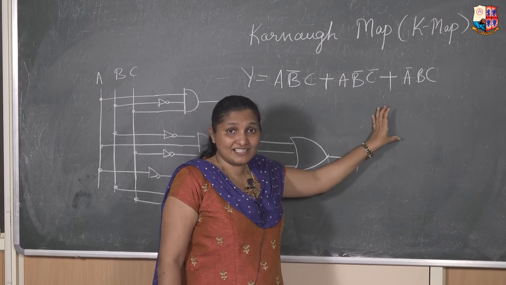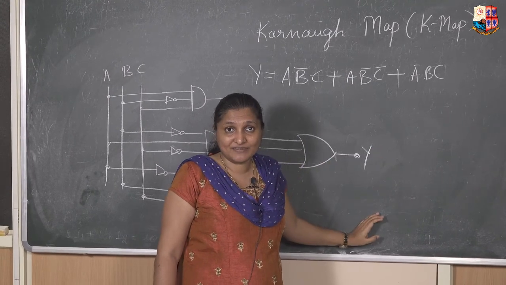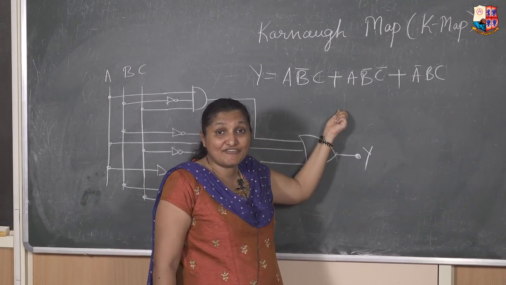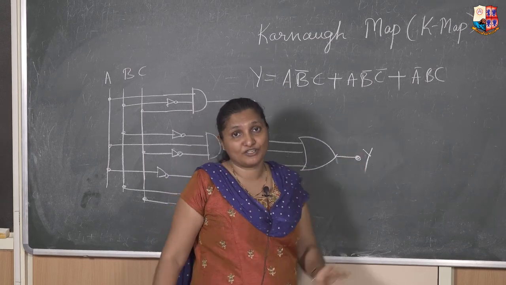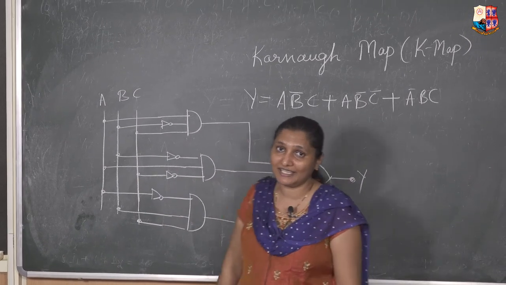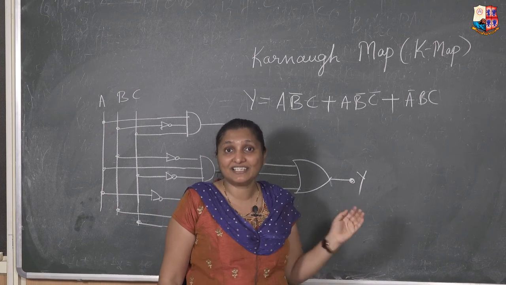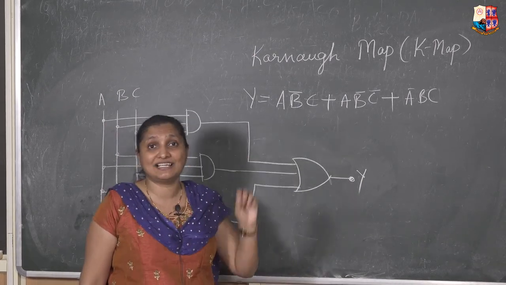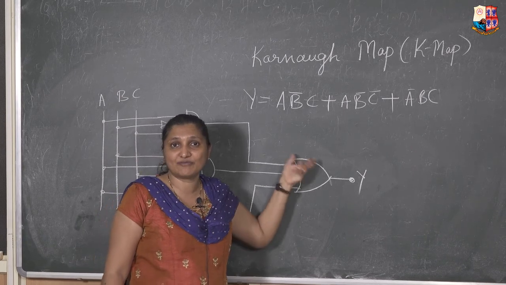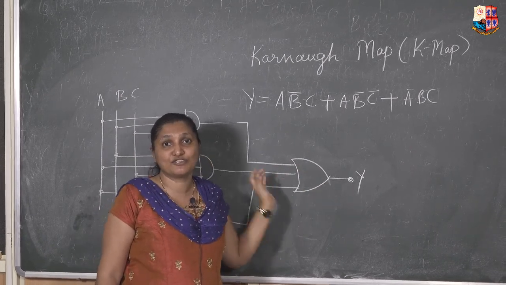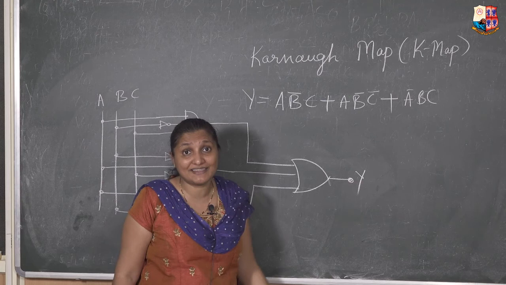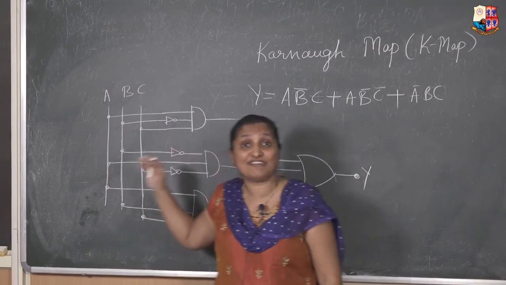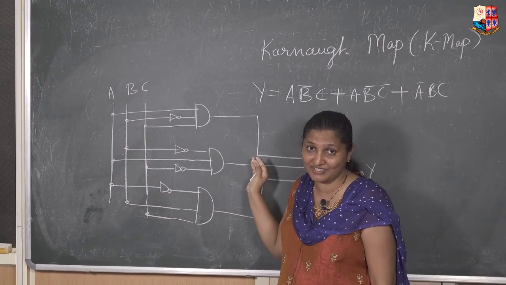One way is to use the Boolean laws and theorems, try to get the simplified equation, and then draw the diagram or implement it. For that we have to remember all the laws and theorems of Boolean algebra, and sometimes you might forget which law to use. So is there any other method which can be used to simplify these Boolean equations?